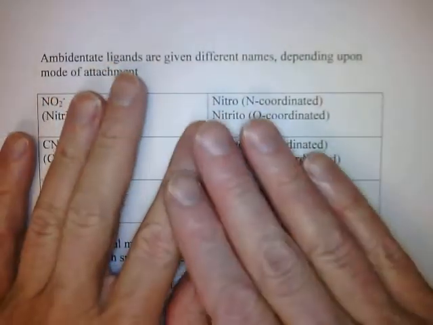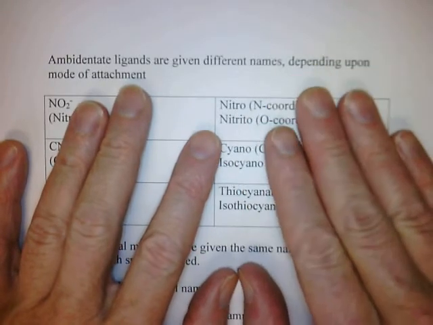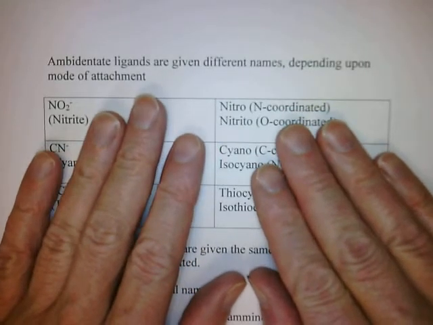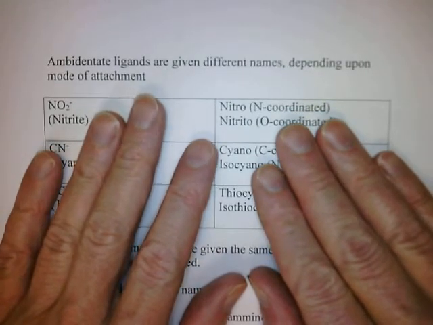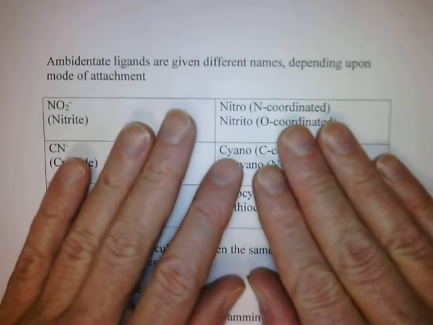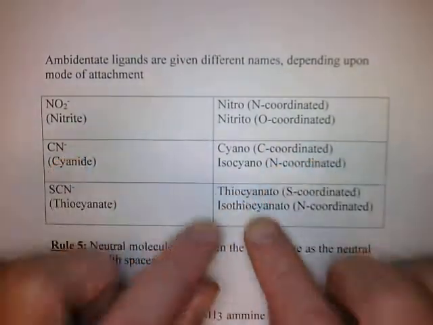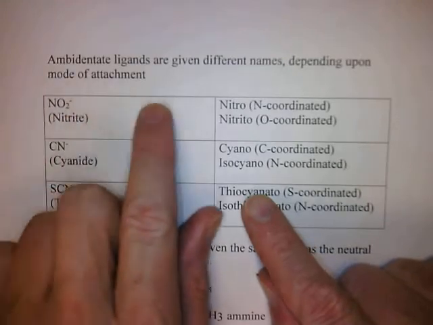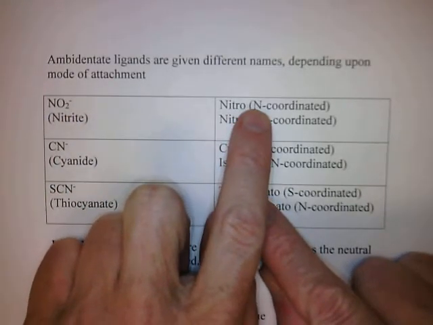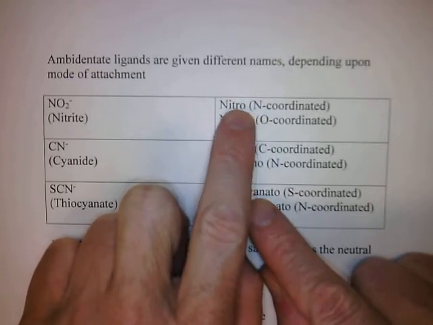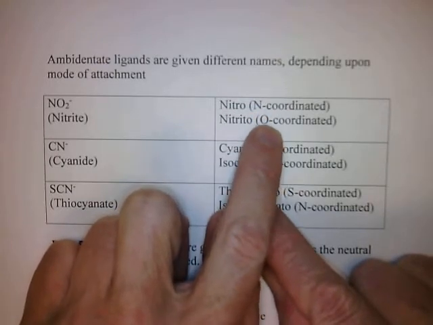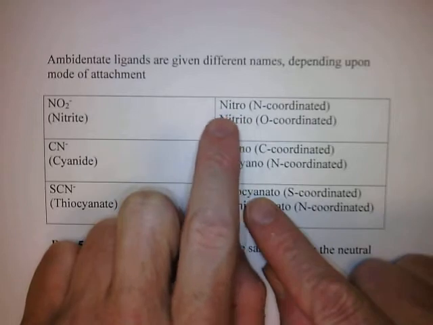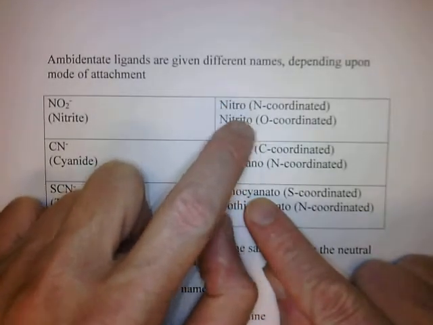So remember these ambidentate ligands that we talked about in the previous video that have different modes of attachment. This has to be addressed in the nomenclature system because every compound has to have a unique name. So we give these two different names depending upon the mode of attachment. So for nitrite, which is NO2 minus, if it is N-coordinated, we call it nitro. If it's O-coordinated, we call it nitrito. The nitro form is the most common. But remember we said it's ambidentate, it can coordinate through the O or through the N.